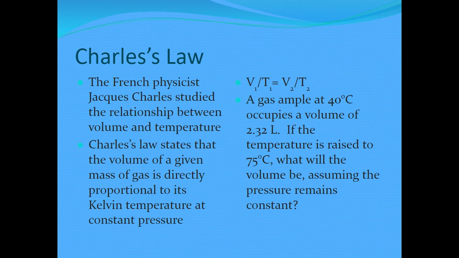Then we have Charles' law. Charles was a French physicist. He studied the relationship with volume and temperature, which was much different. And he said that they're directly proportional. So as our temperature went up, our volume went up. And as the temperature went down, the volume went down. So they're directly proportional.